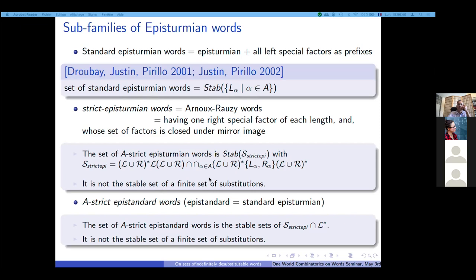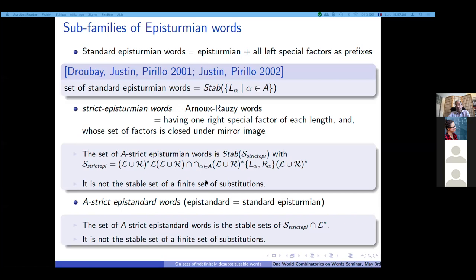And we can do the same for the strict epistemic words, and obtain that this set of words is a stable set of an infinite set of substitutions, but there is no finite set of substitutions such that this set of words is a stable set of substitutions.